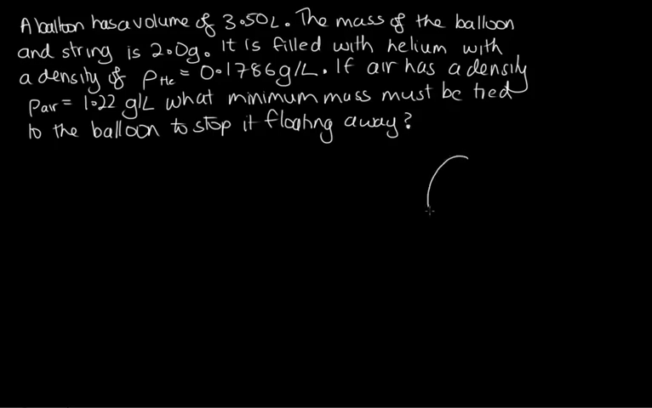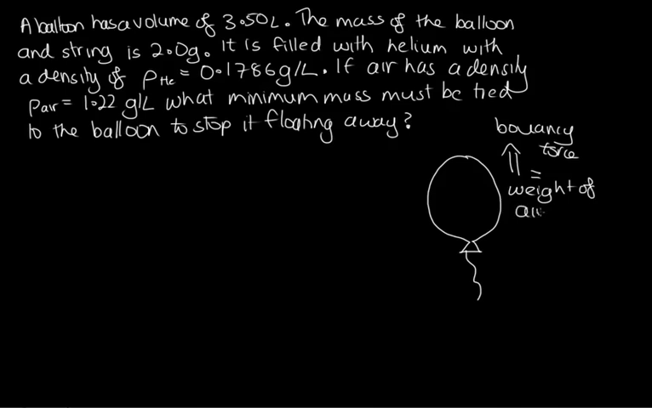Okay, so let's consider what's going on. Here we've got our balloon. Now the balloon's got a buoyancy force upwards, and this buoyancy force is equal to the weight of air displaced. That's Archimedes' principle. And downwards, we tie on a mass, and it's got a weight force. Now, to stop the balloon flying away, this buoyancy force and this weight force need to be equal to each other. If the weight force is larger than the buoyancy force, then the balloon will not fly away, but the limiting case with the minimum mass is when the weight force is equal to the buoyancy force. So let's start by working out the weight force.